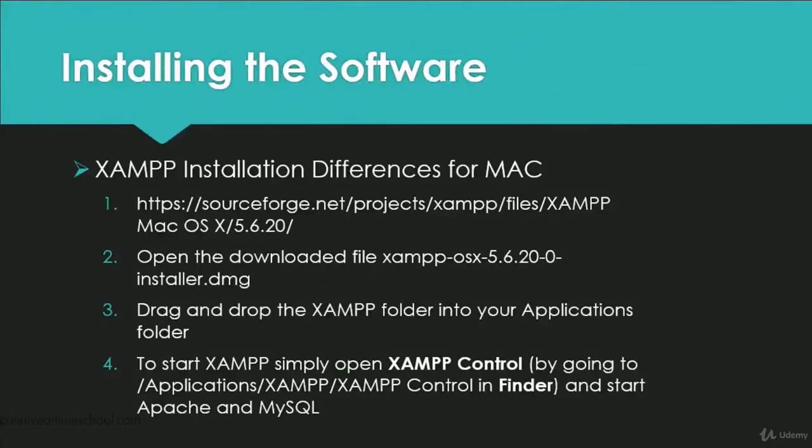If you're not using Windows, then the installation instructions provided already may not tell you all you need to know. For XAMPP, if you're on a Mac, you can use the download location I provided in Figure 1. After downloading, just open the downloaded file. It should be named the same as I listed here. Drag and drop the XAMPP folder into your Applications folder. That should complete installation. And then, to start XAMPP, simply open the XAMPP control by going to /Applications/XAMPP in your Finder. And from there you can start Apache and MySQL.